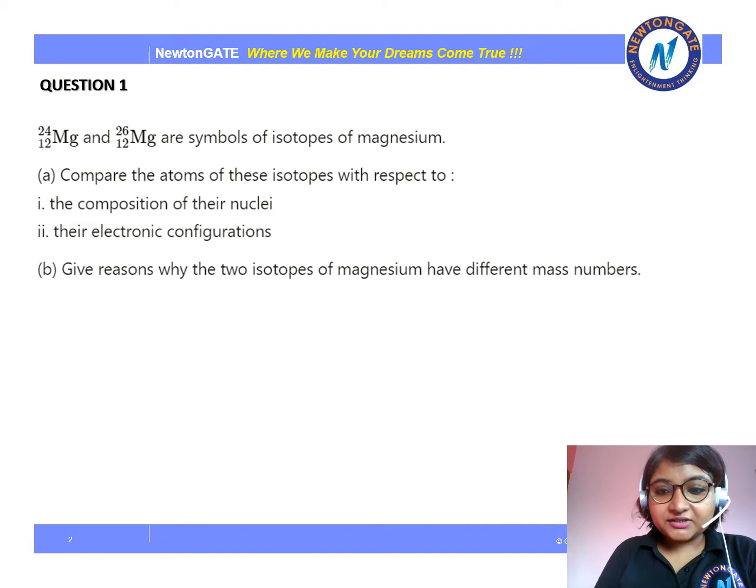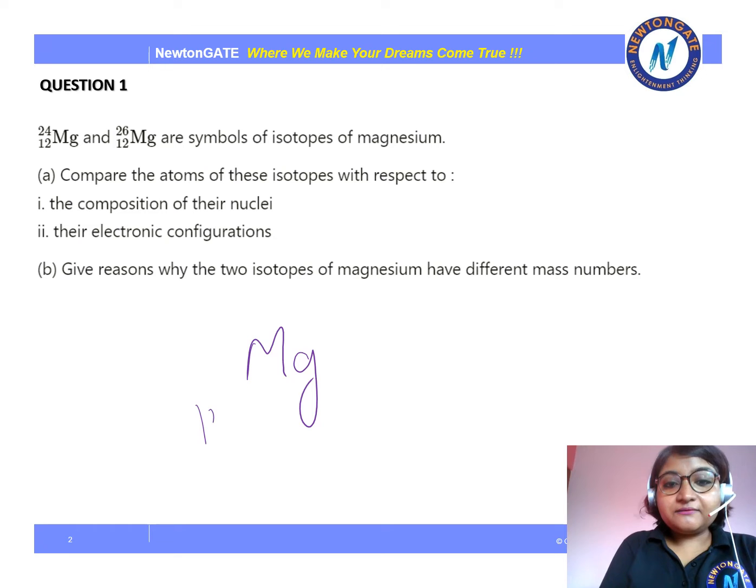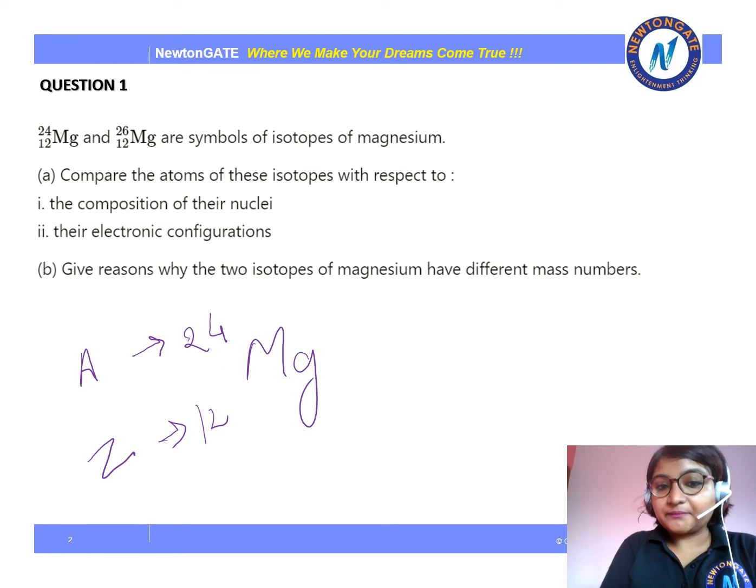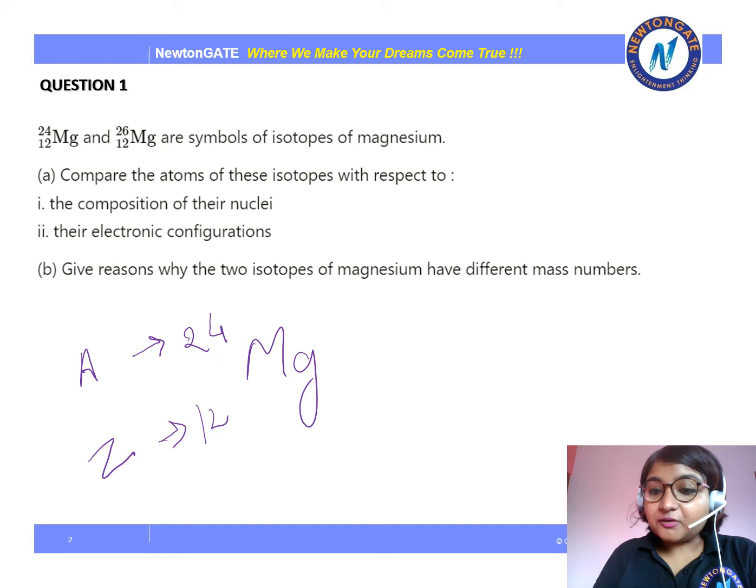Here in this first question, the symbols of two isotopes of magnesium are given. You have to compare the atoms of these isotopes with respect to the composition of the nuclei and their electronic configuration. Magnesium 12, 24: this symbol represents 12 as the atomic number Z and 24 as the mass number A. Now you know that isotopes have the same atomic number but different mass number, right?